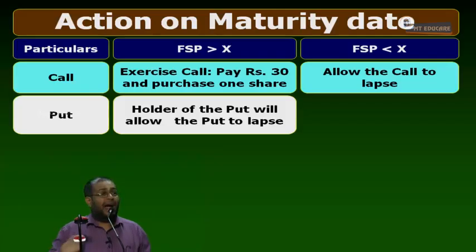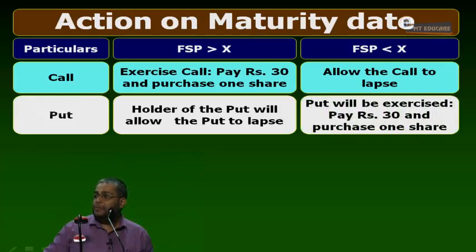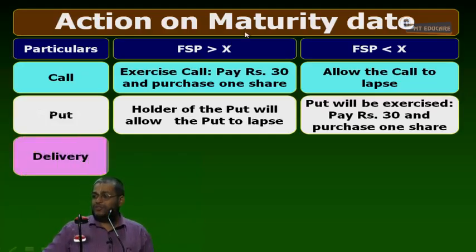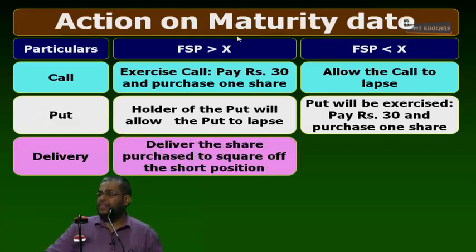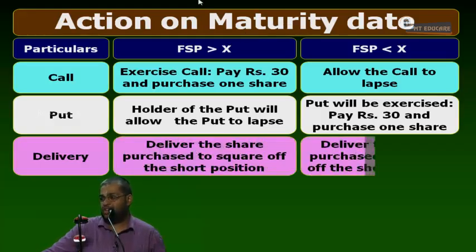FSP less than X. What happens here? He will exercise. He will sell to me at what? 30. I have an obligation to buy at 30. I buy the share at 30 because the put will be exercised; I pay 30 and purchase the share. Now tell me, at the end of this, what happened? I have paid 30 and purchased one share. Where will the 30 rupees come from? Already deposited. So the delivery of the share, purchased, squares off the short position.